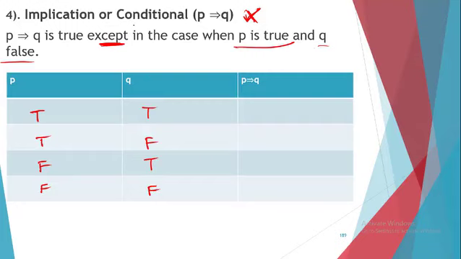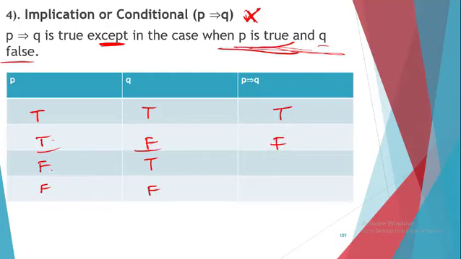We are told that everything is true except when P is what? Is true. So here, P is true. Since P is true and Q also is true, then our answer is what? True. Because they said that everything is true except in the case where P is true and Q is false. So if these two things are not satisfied, then we cannot have a false. Now here P is true and Q is false. So at this point we have our answer to be false because it satisfies the condition when P is true and Q is false.